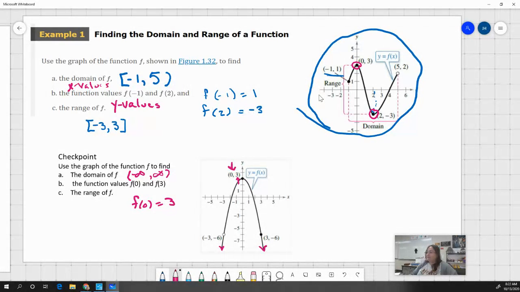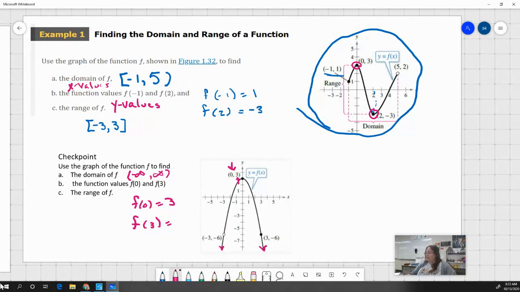Let's try this again with f of 3. Caitlin, I'm going back to you. When x is 3, that's what this says. f of 3 says when x is 3, what is y? I'll give you a hint. There's only 3 points listed on this entire graph. When is x 3? Yes, perfect. It's negative 6.